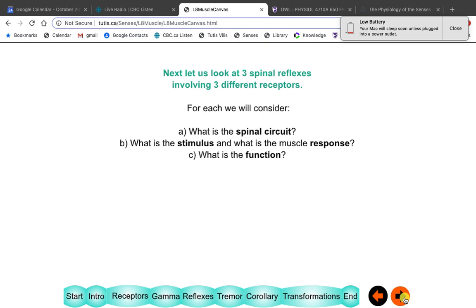Okay, next what we'll do is consider 3 spinal reflexes, each involving a different receptor, and we'll figure out what the circuit is, what the stimulus is that activates the circuit, and what its function is.